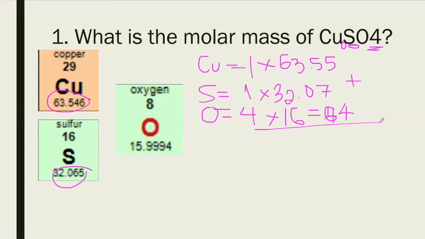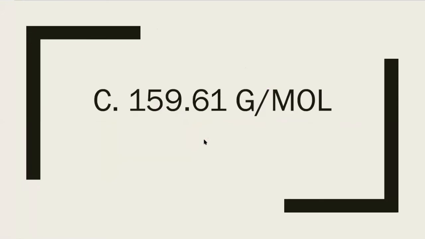So let's do that. Kunin ko muna phone ko for calculator. So we have 63.55 plus 32.07 plus 64. We have 159.62. So we have 159.62. Pero yung actually nakalagay sa answer key 159.61. So if you answered C, your answer is correct because that's the nearest decimal place.